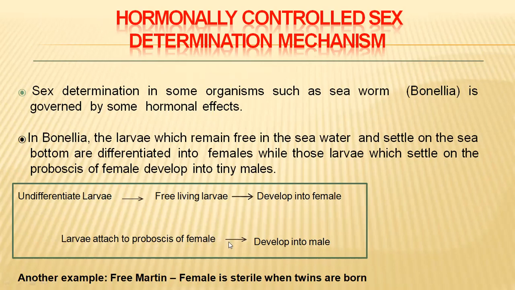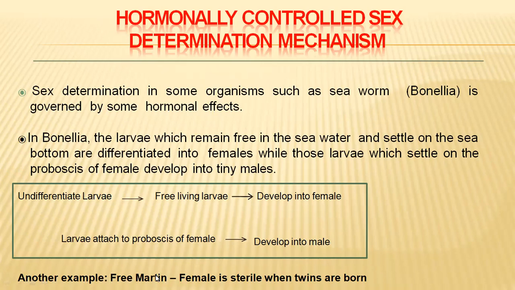So in this way, the female will produce some hormones. Those hormones induce the development of testes, or male gonads, in the larvae. When the hormones of the female are there, the hormonal effect decides the larva to develop into a male. So in this way, hormones have a role in sex determination in Bonellia sea worms.